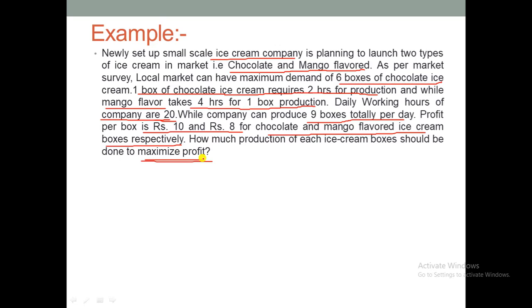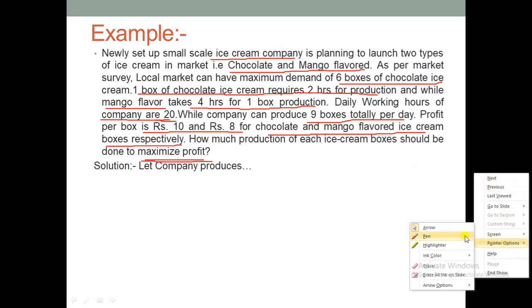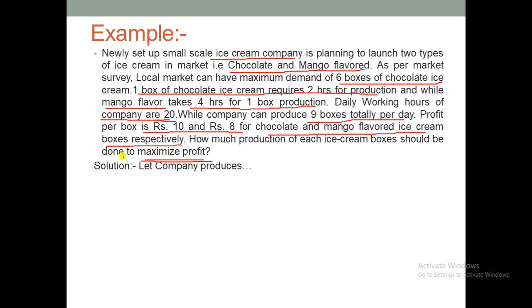Okay, so let's see the solution. First of all, we will have to understand what is the objective of the particular problem. So mostly the objective is specifically given in the problem. This is the data that we are having. Now looking at the data, we will get a clear picture of the objective, that the company wants to maximize the profit by production of chocolate and mango flavored ice cream. So the simple objective function is maximization of profit.